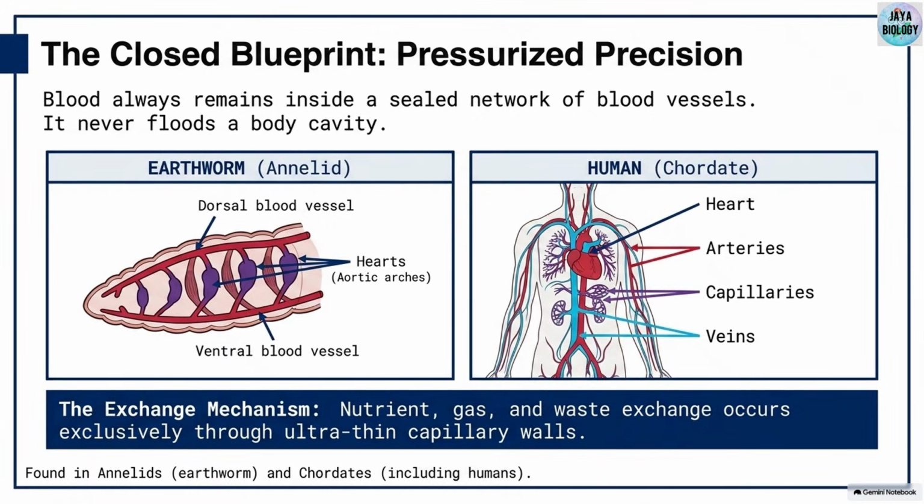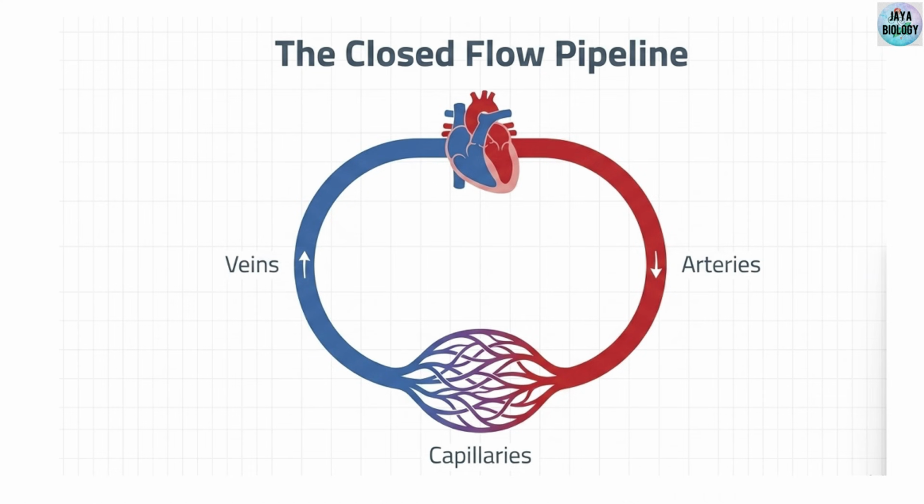Now, closed circulatory system. Blood will be present in the network of the blood vessels. It will never be in the body cavity. Example, Annelida and Chordata. Clear? And it is important for the gaseous exchange, for the nutrient exchange, and obviously its efficiency will be very high because of the high pressure. So this is how the blood will be flowing through the network of the vessels. Arteries will give it to the capillaries where the exchange will occur, and finally the deoxygenated blood will be returned through the vein to the heart.